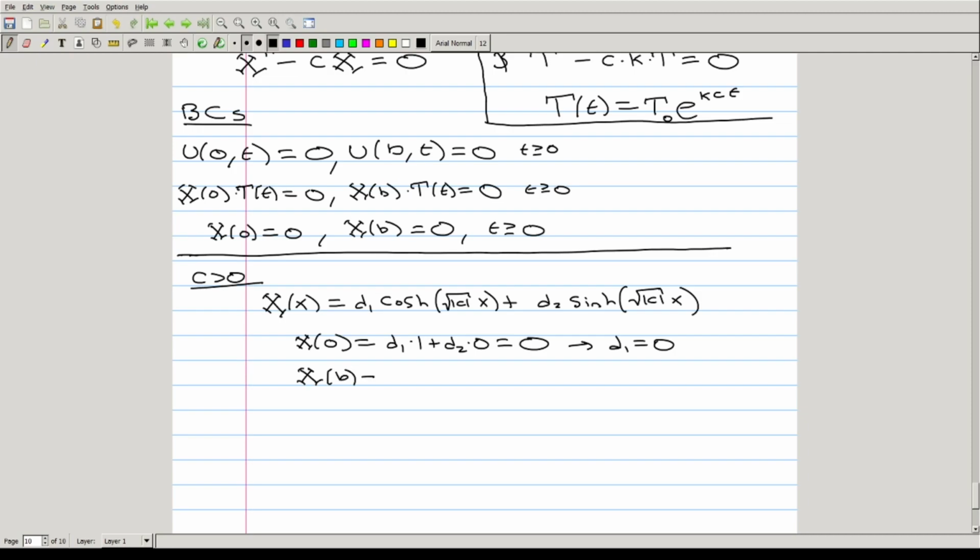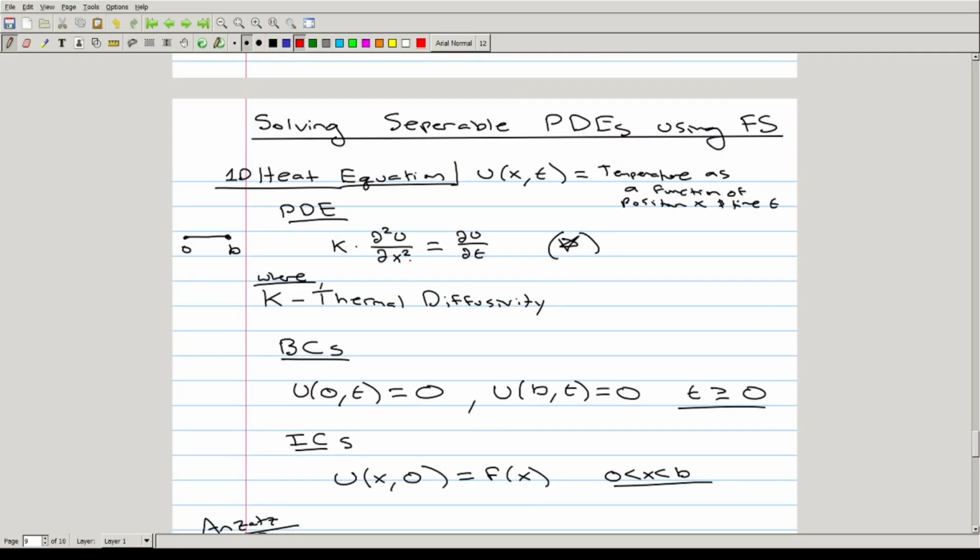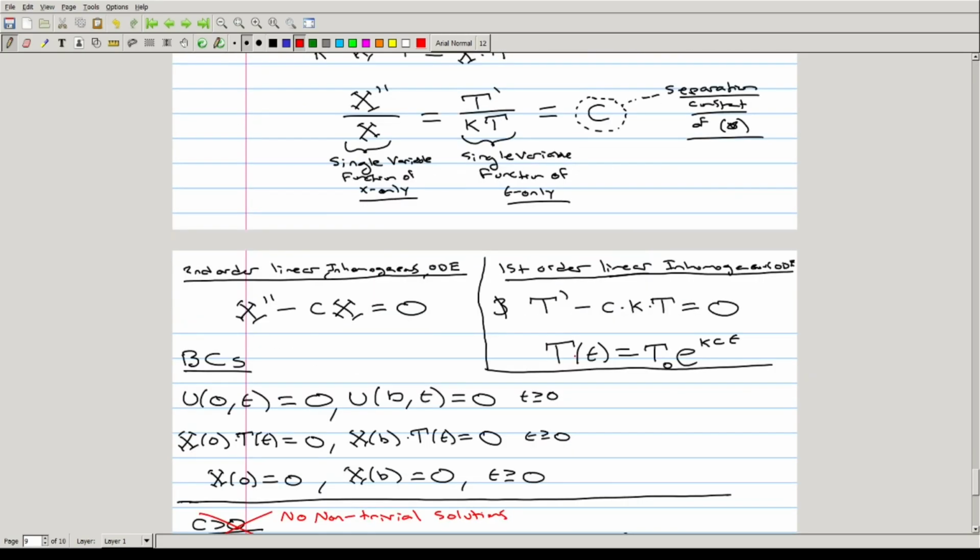And so when we go to satisfy our other boundary condition at b, this becomes D2 times hyperbolic sine of the square root of the absolute value of C times d has to be equal to 0. And the only way of satisfying this boundary condition is, again, making D2 equal 0, because the only place that the hyperbolic sine is 0 is when d is 0, and that would be the length of the bar is 0. So this case is no good. I should say the case C positive is no good because there are no non-trivial solutions. There are no solutions to this partial differential equation that are separable, where this C value is strictly positive.